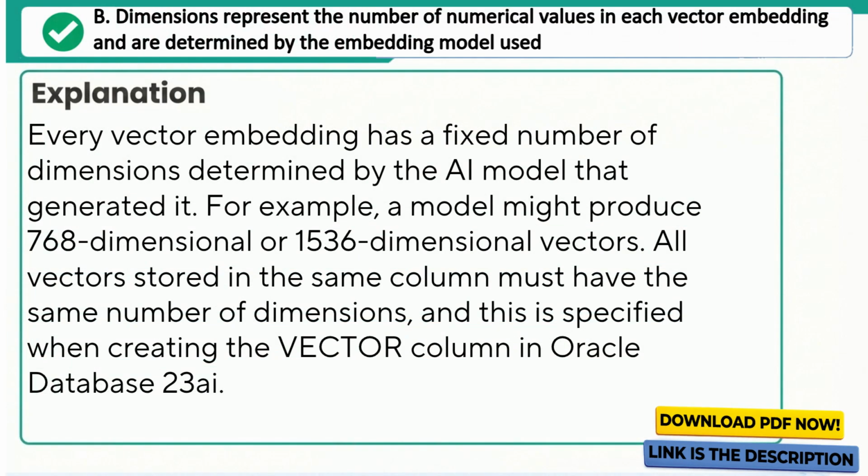Correct answer, B. Dimensions represent the number of numerical values in each vector embedding and are determined by the embedding model used. Explanation: every vector embedding has a fixed number of dimensions determined by the AI model that generated it. For example, a model might produce 768-dimensional or 1,536-dimensional vectors. All vectors stored in the same column must have the same number of dimensions, and this is specified when creating the vector column in Oracle Database 23AI.